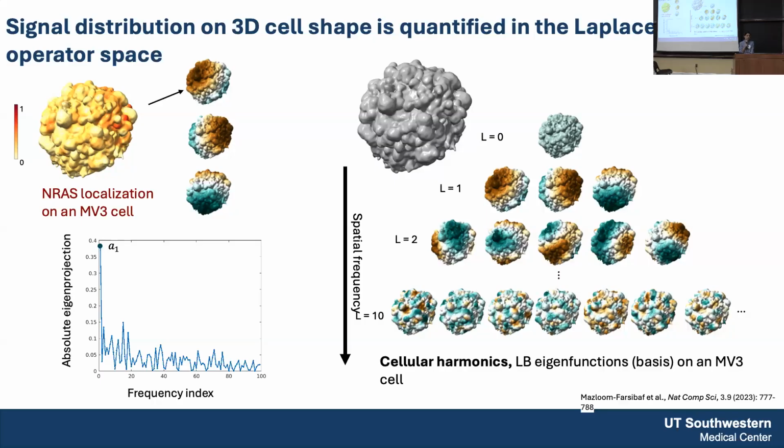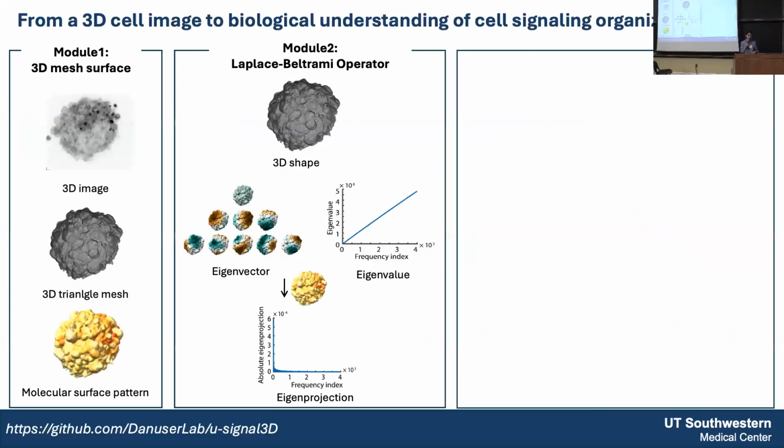We create the profile of these coefficients, which I call the eigenprojection. These eigenfunctions are unique for this shape. For a new shape, we need to create a new basis. So we call it the cellular harmonics to describe our pattern. This is the second module of our framework. So we have a 3D raw image, and we can parameterize our pattern for this 3D raw image. The next question is how we can understand the biology from this framework.